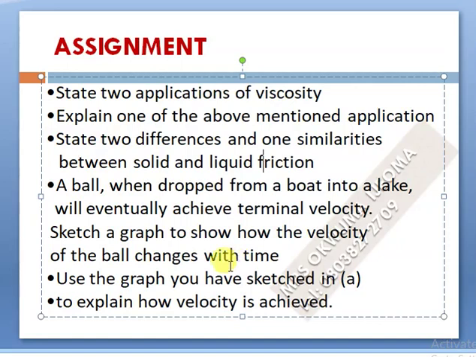Another one: use the graph you have sketched above to explain how terminal velocity is reached. So use that graph to explain what? How terminal velocity is reached. So you explain the graph you have drawn.